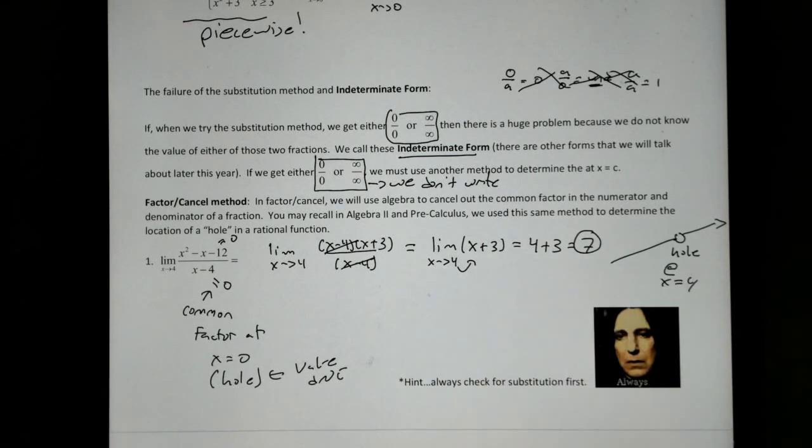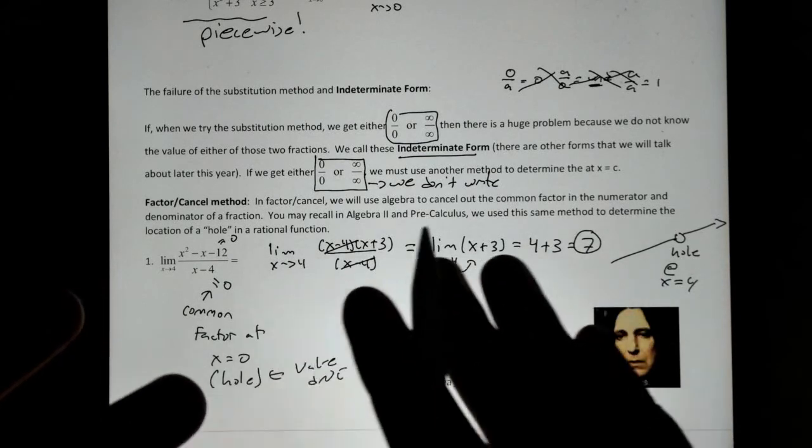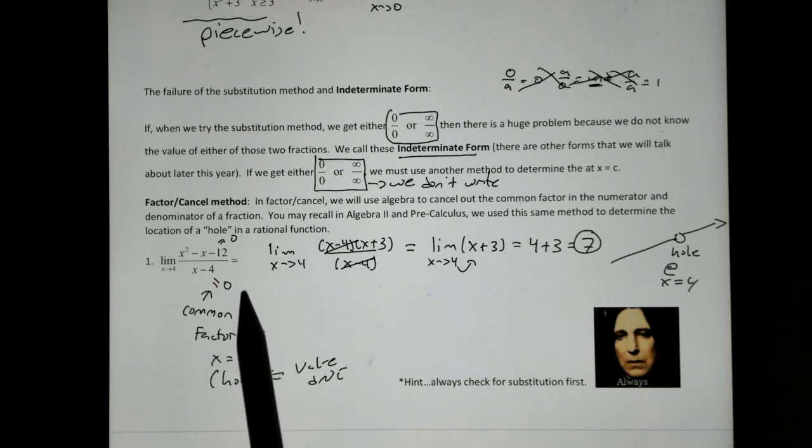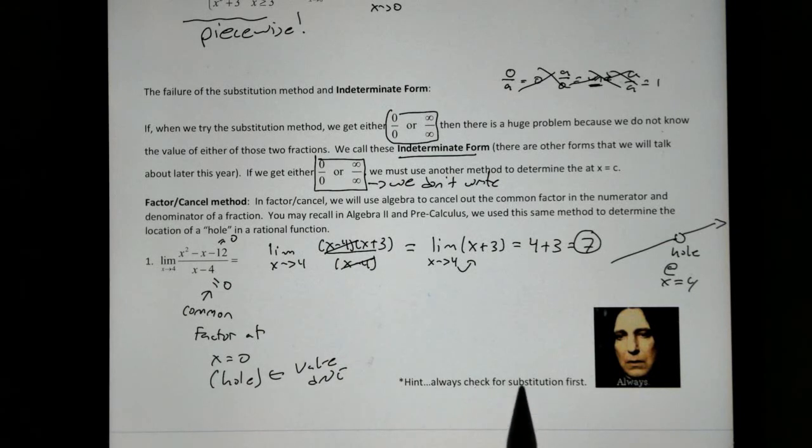And there's my answer. Now notice, before I even tried doing the factor cancel method, I checked first. Check substitution first. It's the easiest. If it works out, it's nice for us. So my hint, you always want to check for substitution first. Always check substitution first. So try a couple here on your own.